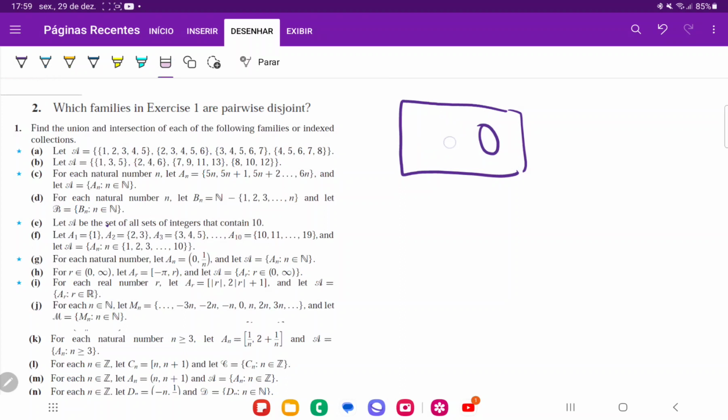However, they're not pairwise disjoint because we can see that these two sets here do intersect at some value, right? So the idea of pairwise disjoint is that, yes, the intersection of all of them has to be empty. However, between any two pairs, they can't intersect either. They can't have anything in common.